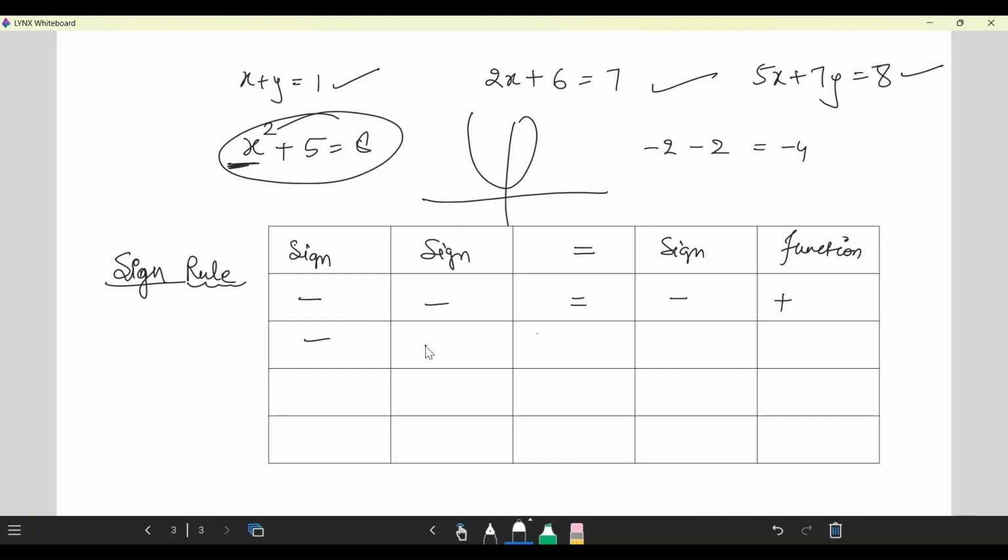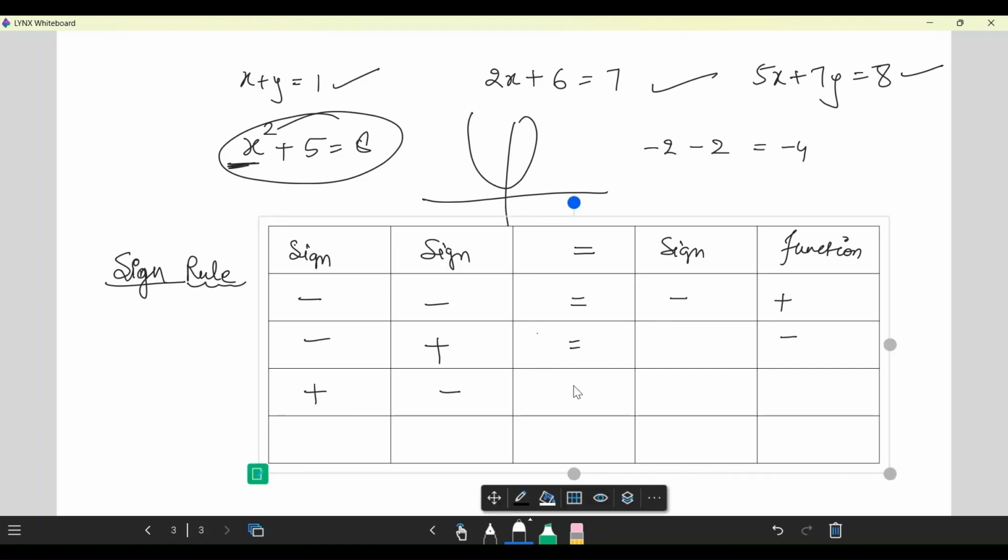Now minus plus: the sign will depend upon the number, whether that number is greater or smaller, positive or negative, and the function will be negative. Okay, I will tell you the sign right now after this. When positive and positive, then the sign will be positive and the function will be positive.